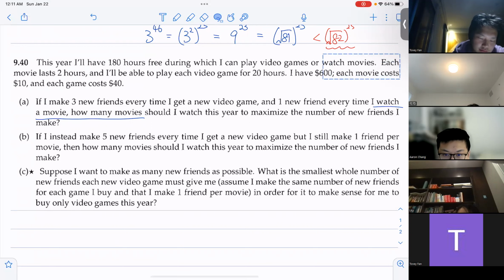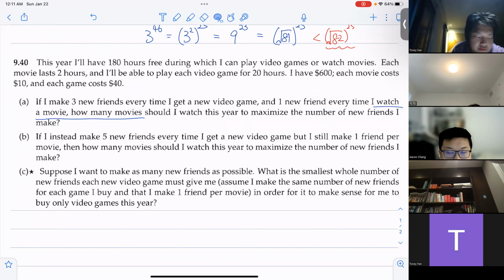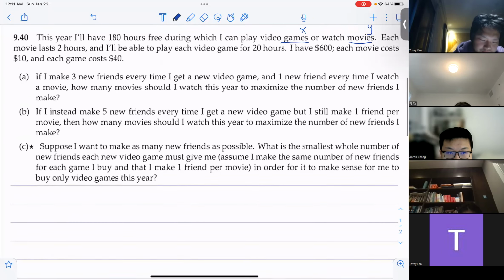Obviously the numbers of games and movies are restricted here, so you want to suppose them to be X and Y. If you read question A, it's asking for the numbers of movies and of course games that you can do to maximize your fun. So you want to suppose games and movies to be X and Y. Aaron, you said movies to be X, games to be Y. I'm just going to go in order: games is X, movies is Y.